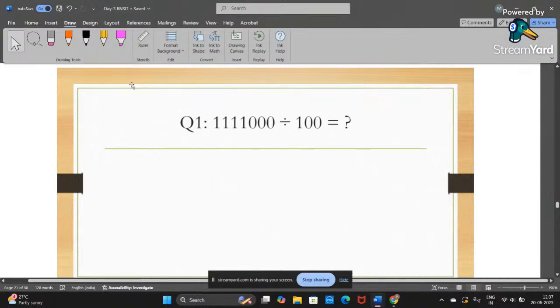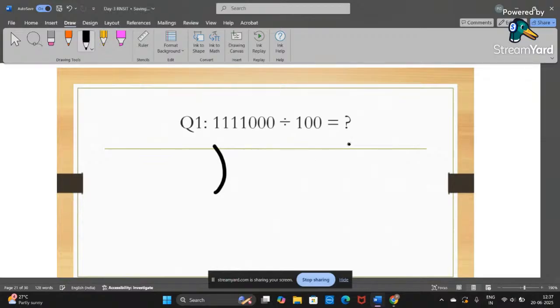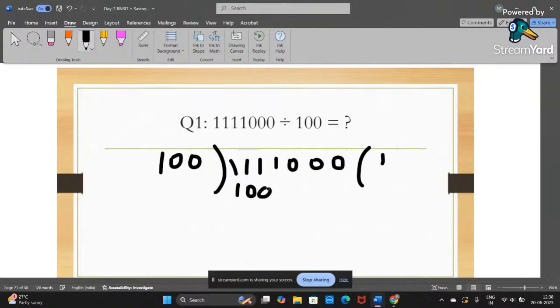What we have to do is similar to the division method that we use for decimal numbers. Just like 1 1 1 1 0 0 0 1 0. This is the divisor, this is the dividend. So we have to divide this number by 100. So 100 ones are, let us take 100 ones are, 100. Let us not call it a hundred, let us take it as 100 ones. Okay, just for your understanding.